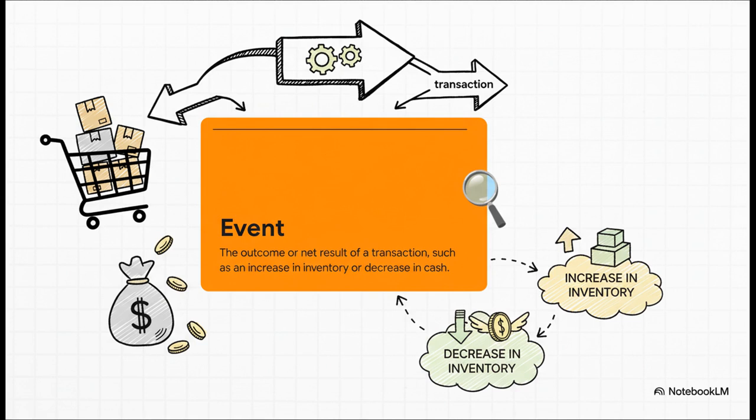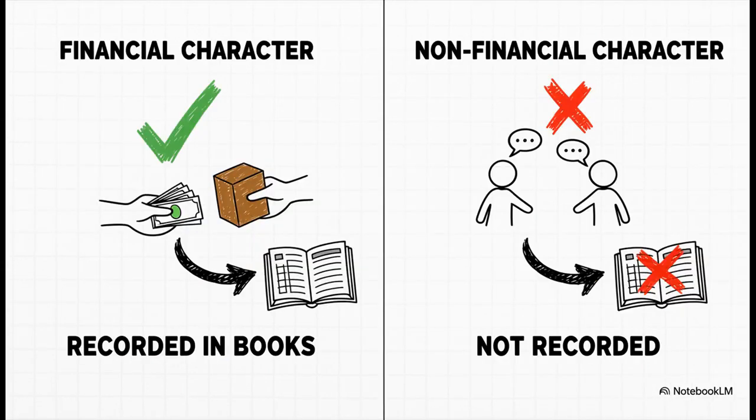And right on the heels of a transaction, you have an event. The event is the result, the outcome of that transaction. So if the transaction is buying a new machine, the event is that your cash goes down, but your assets go up. See the difference? One's the action, the other's the consequence. And just to hammer the point home, the definition adds that these transactions and events have to be of financial character. This links right back to that in terms of money rule we just talked about. The subject has to have a monetary value to make it into the books. A manager giving a pep talk might be an important event for the company, but since no money changed hands, it stays out of the official records.